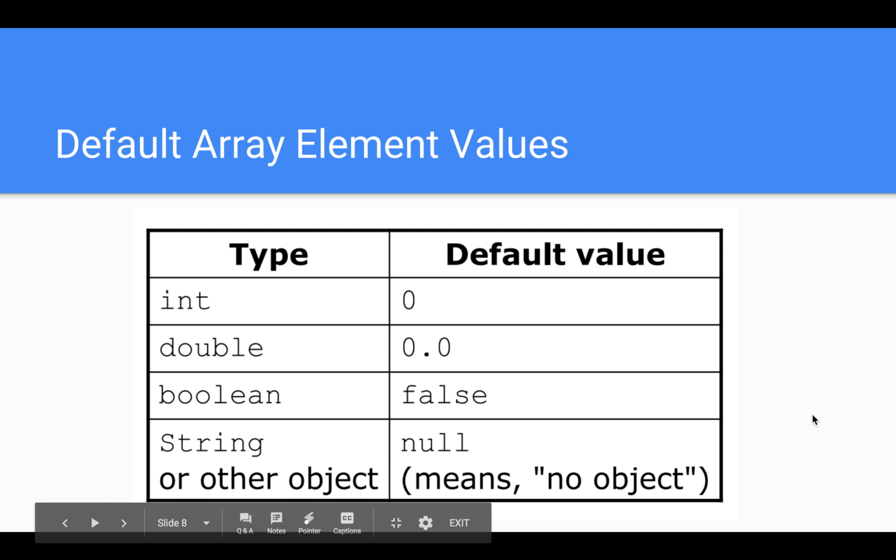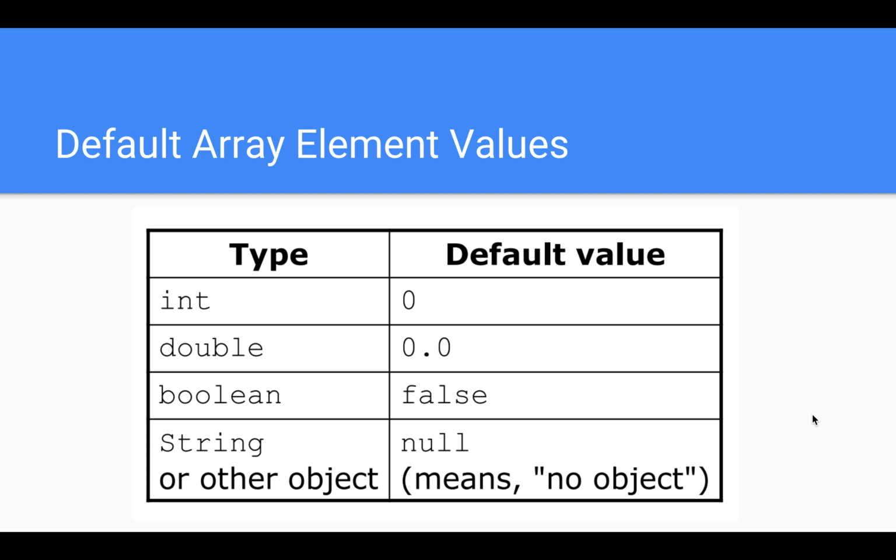The default array values. The default value for an integer array is 0. So if you create an array of integers of length 5, you'll have 5 zeros before you set anything in the array. A double's default value is 0.0. The boolean default value is false. And the string or other object default value is null. It means no object.